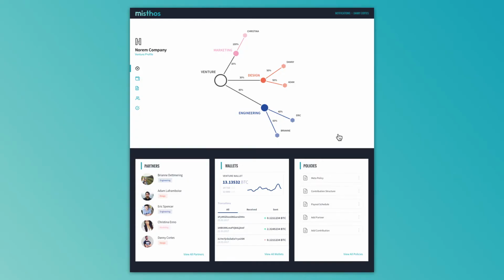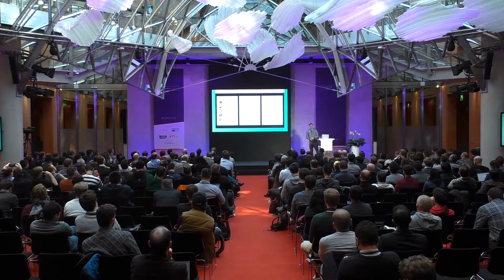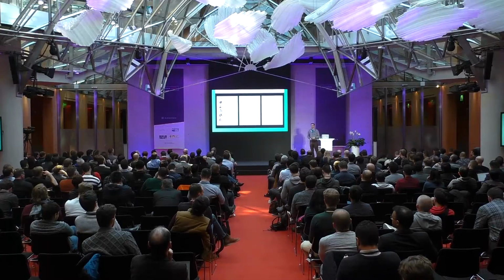So this is a UI of Misthos, and we are looking at the venture of the Norm company. And I'll just walk you through a few of the important concepts. Here you see that a venture is made up of partners and a multi-sig Bitcoin wallet that is used to aggregate the funds that should be distributed to the partners. The labels that you see underneath the names are used to group partners. And on the right side, this is kind of the governance mechanism. You see a number of policies which define the rules by which individual decision-making processes within the venture are governed.